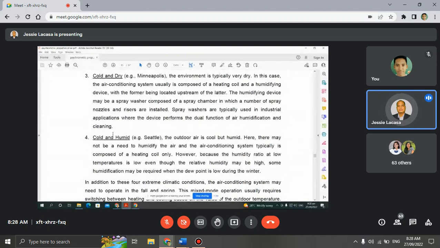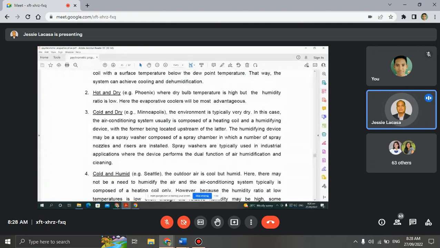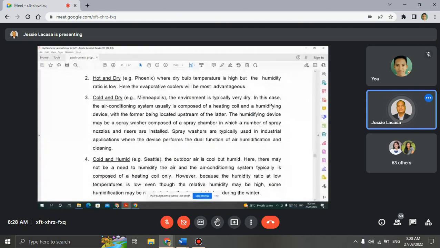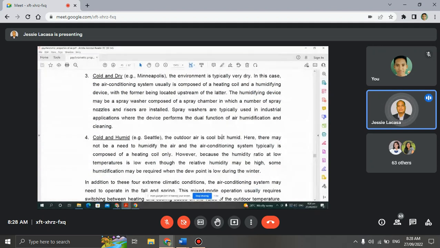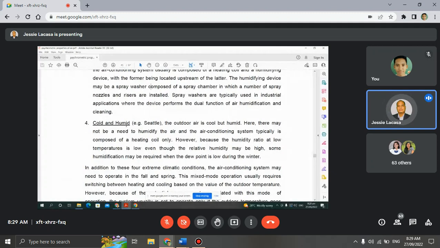Then another, we have both of these regions, kay ipang-mention is in US. So sa US alone, although one country lang siya, pero different states, different weather condition. So cold and humid. So example na is Seattle. So the outdoor air is cool but humid. Taas ang iyahang humidity, pero ang iyang temperature is bugnaw, no?